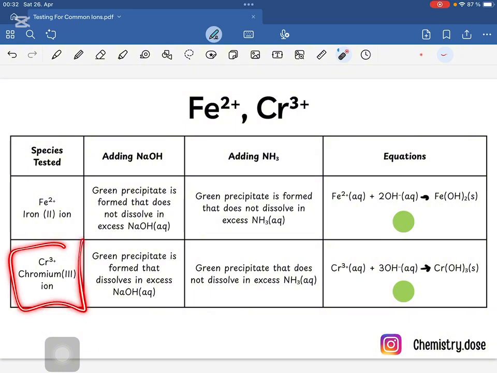Now for the Cr3+, you're also going to have a green precipitate that dissolves in excess NaOH. So this one will dissolve in excess, and this one will not dissolve in excess NH3. So one way to know which one: if it's a green precipitate that does not dissolve in excess NaOH, then it's Fe2+. If it dissolves in excess NaOH and it's green, then it's Cr3+. And this is the reaction of Cr3+ with the hydroxide ion.